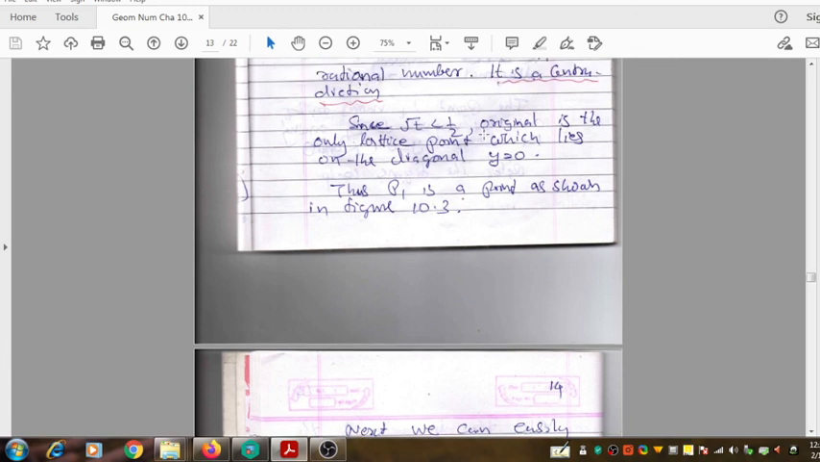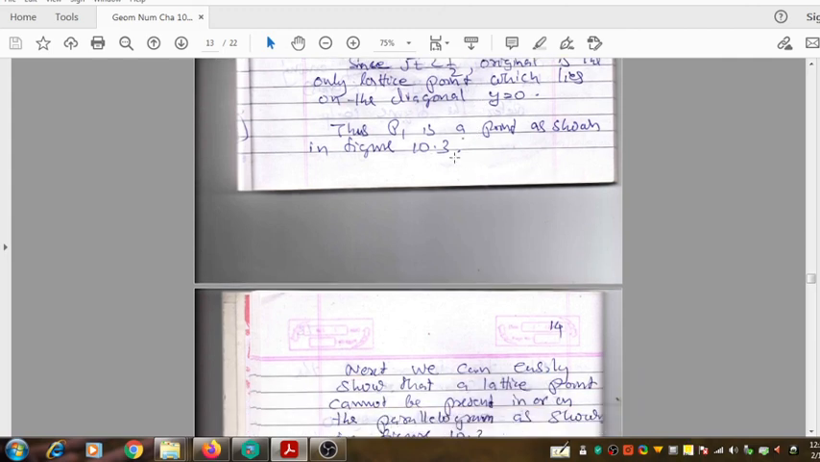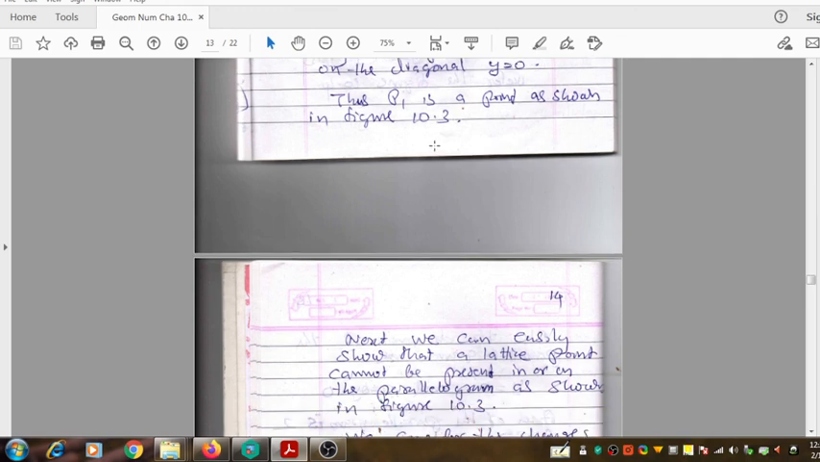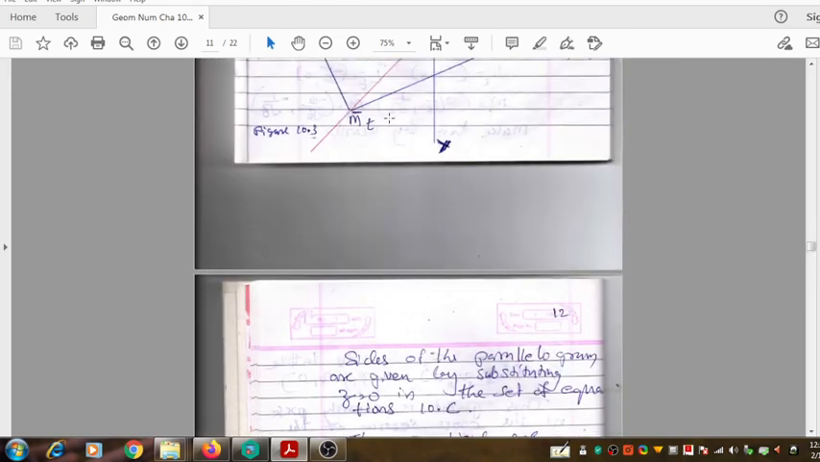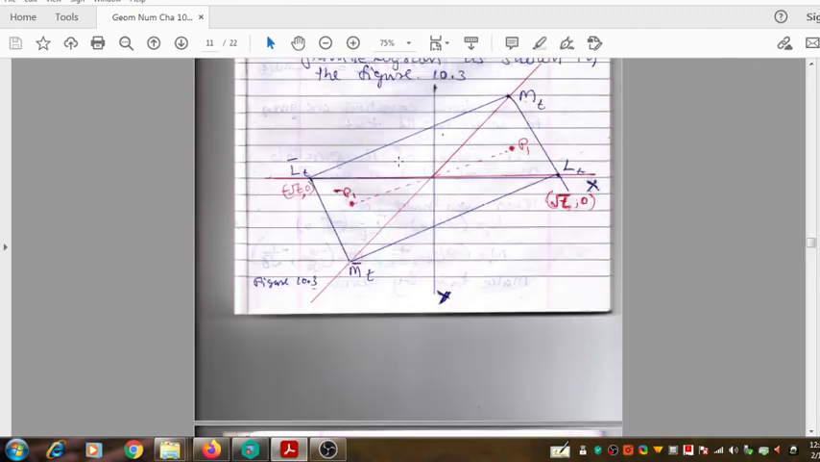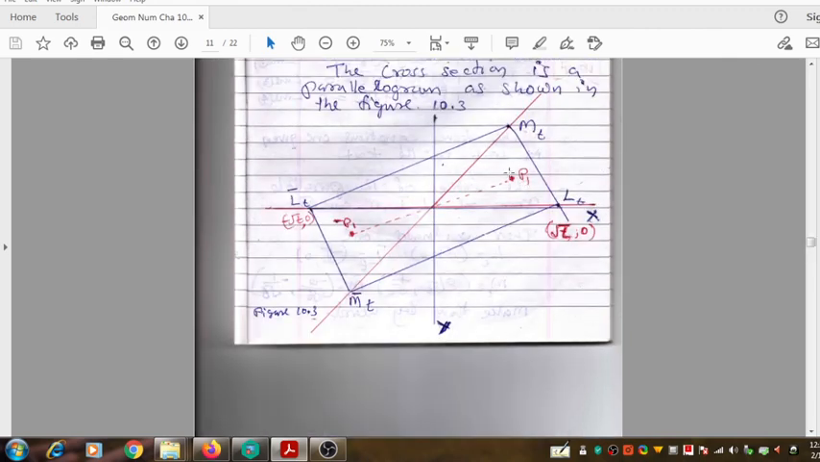So this is the further, lengthy discussion on the non-existence of the lattice point on the diagonals. After completing that discussion, we get that P1 is a point as shown in figure 10.3. Here you can see that the lattice point is separated. It cannot exist on the diagonals.